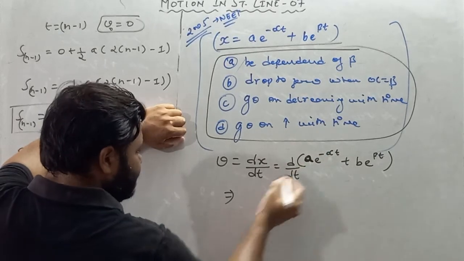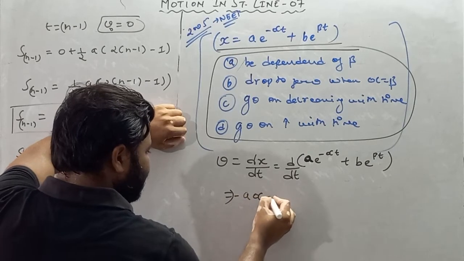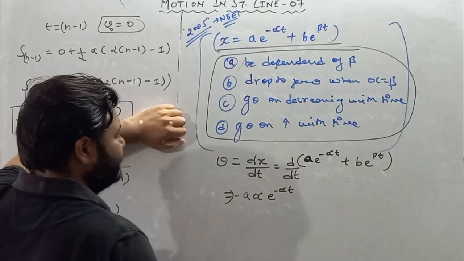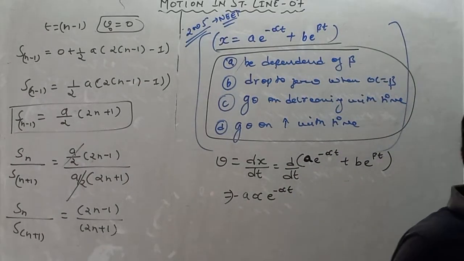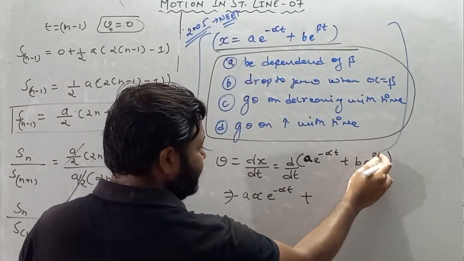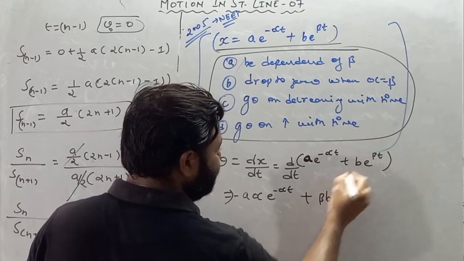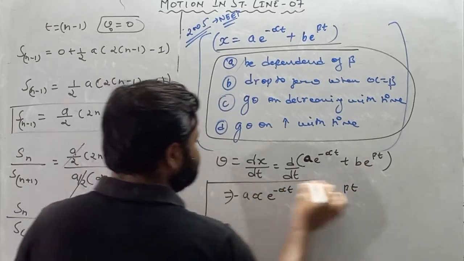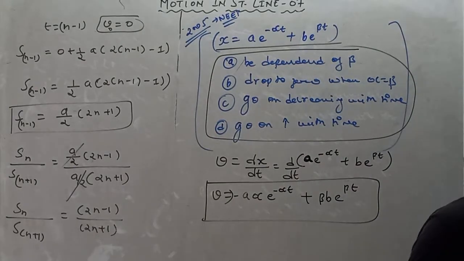Try to understand. Minus alpha comes in multiply form, so it will be minus a alpha e raised to the power minus alpha t. You have to write a similar term, minus alpha t. Similarly moving forward, plus here we have beta which is constant, which is in power with e, so beta comes forward, b remains at the same position, and e raised to the power beta t. So this is the equation of velocity. Velocity is equal to minus a alpha e raised to the power minus alpha t plus beta b e raised to the power beta t. I hope you all understand.